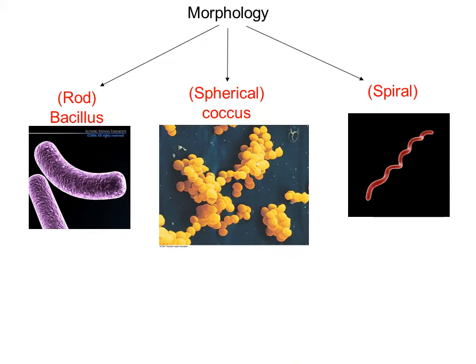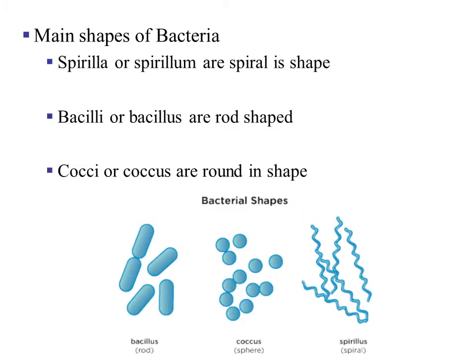The different shapes of cells that you will encounter are bacillus, coccus, and spiral. These are the common shapes of bacteria. So the spiral, or spirilla, or spirillum for singular, is a spiral-shaped bacteria. Bacilli, or bacillus for singular, is a rod-shaped bacteria. Cocci, or coccus, which is singular, is a round-shaped bacteria.